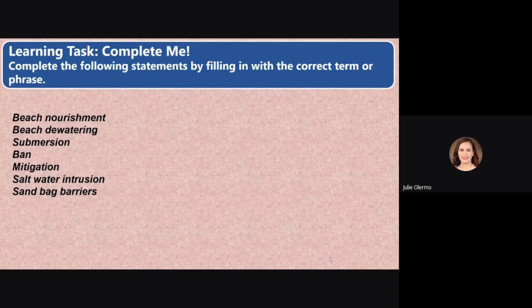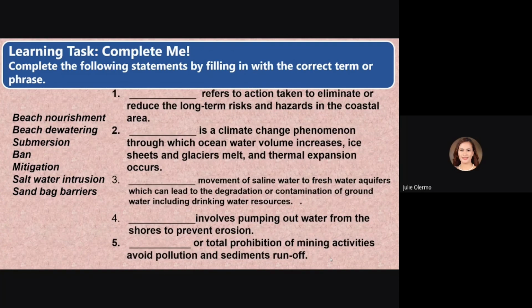Let us answer this learning task. Complete the following statements by filling in the correct term or phrase. Number 1, blank refers to action taken to eliminate or reduce the long-term risk and hazard in the coastal area. It's known as mitigation. Number 2, blank is a climate change phenomenon through which ocean water volume increases. Ice sheets and glaciers melt and thermal expansion occurs.